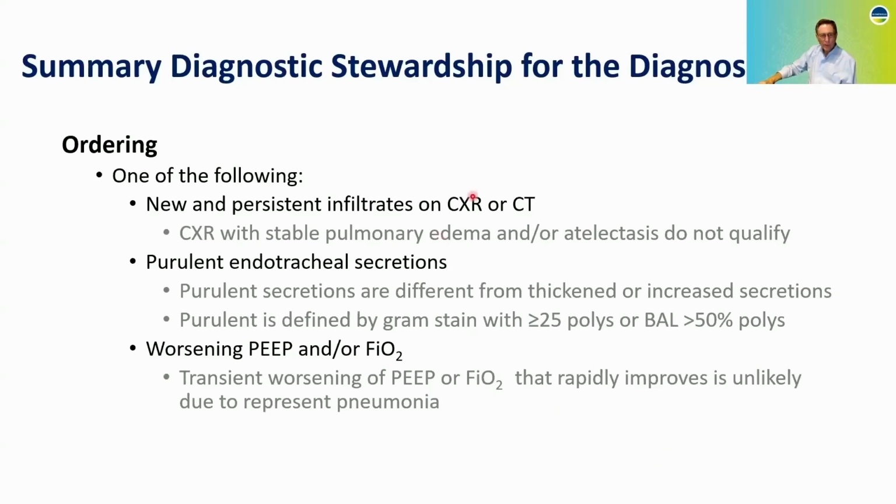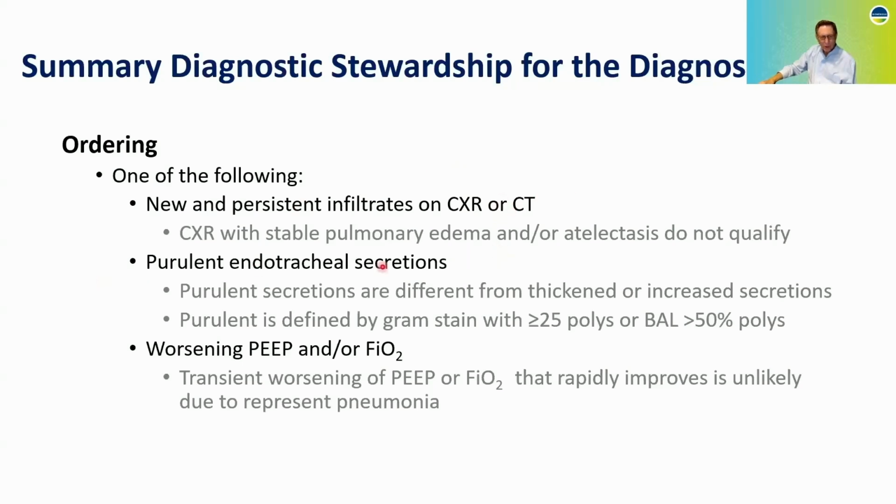So in summary, another thing about diagnostics for ventilator-associated pneumonia, if you look on the ordering side, it gets to be very tricky to make the diagnosis of ventilator-associated pneumonia, and also for HAP. We want to see new and persistent infiltrates on chest X-ray or by CT. Often our patients have abnormal chest X-rays in the ICU because they have pulmonary edema, they have ARDS, they have atelectasis. If that's a stable chest X-ray, that doesn't qualify as one of the criteria for getting a lower respiratory sample.